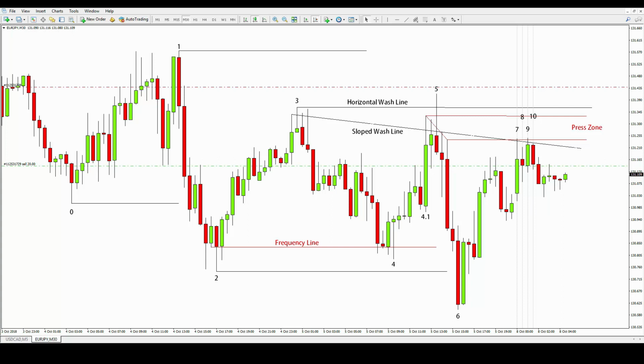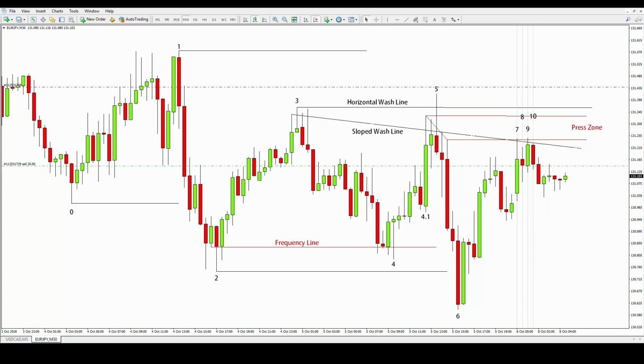Beyond that we also have two special lines drawn after the manipulation took place, which is the horizontal wash line and the sloped wash line. The horizontal wash line, like we already saw in previous examples in the course, is fairly straightforward. It just marks the level in which retail traders were washed out of their positions and extends it to the future. The sloped wash line is a bit more complicated.